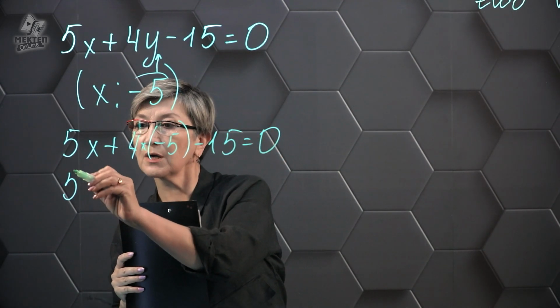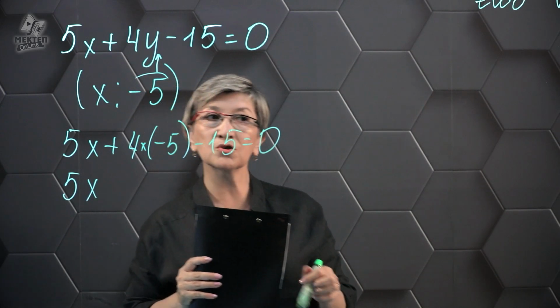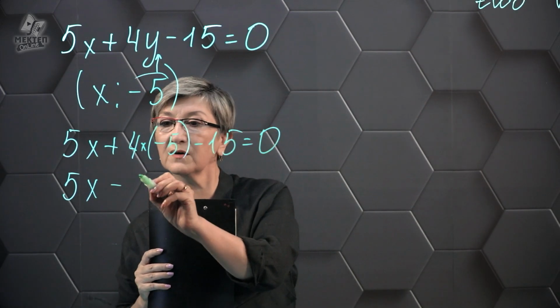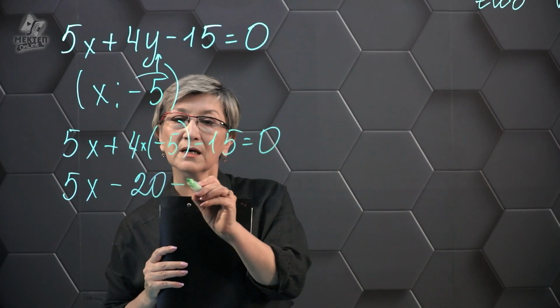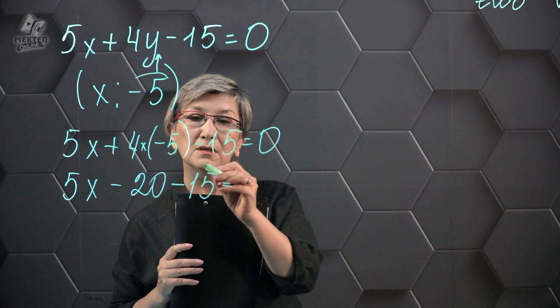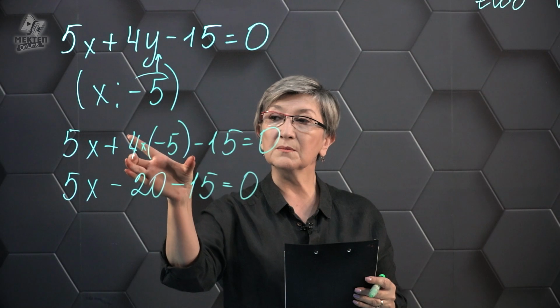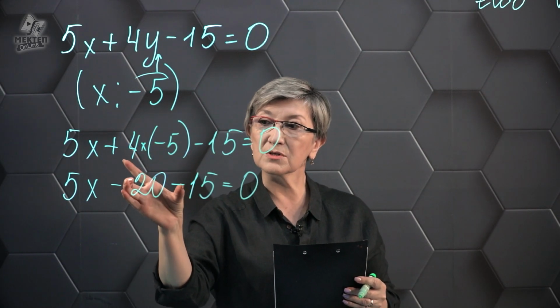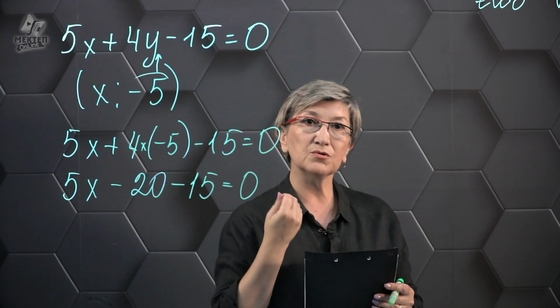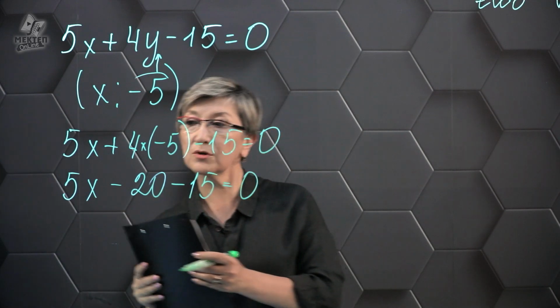As a result, we get 5x, and 4 times minus 5 is minus 20. And I write down the following: minus 20 minus 15 equals 0. Thus, I count the value and write down the resulting numbers. The result is 5x minus 35 equals 0.